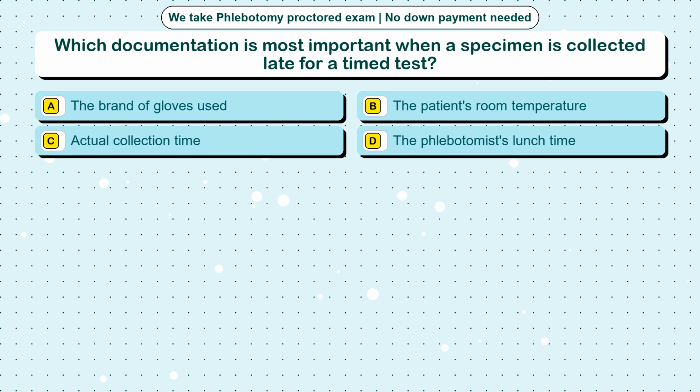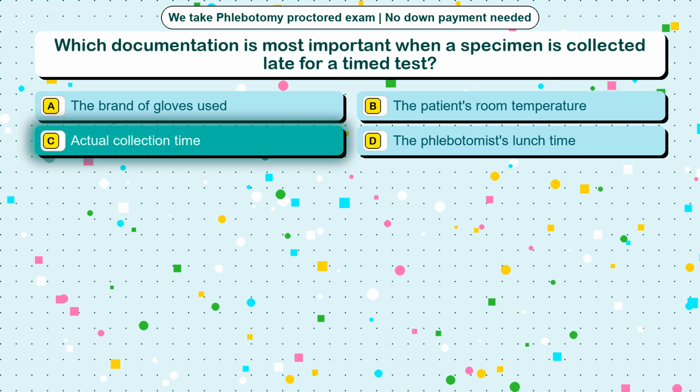Question 35. Which documentation is most important when a specimen is collected late for a timed test? Option A, the brand of gloves used. Option B, the patient's room temperature. Option C, the actual collection time. Option D, the phlebotomist's lunch time.